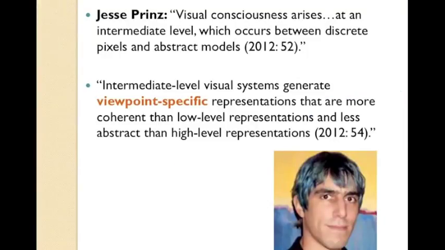So here's a quote from Jesse Prinz. He argues that visual consciousness arises at an intermediate level, which occurs between discrete pixels and abstract models. And then later, intermediate level visual systems generate viewpoint-specific representations that are more coherent than low-level representations and less abstract than high-level representations. So I argue that by virtue of its commitment to a purely viewpoint-specific model of visual spatial phenomenology, this view faces difficulties in trying to account for structure constancy, but I explain this in much more detail in the paper.